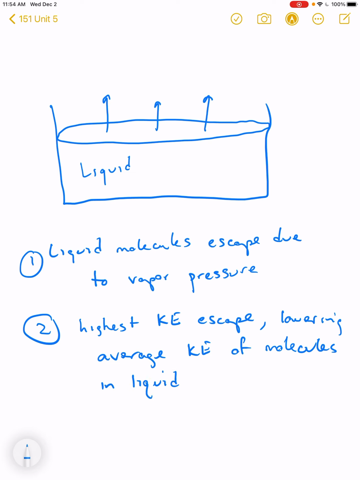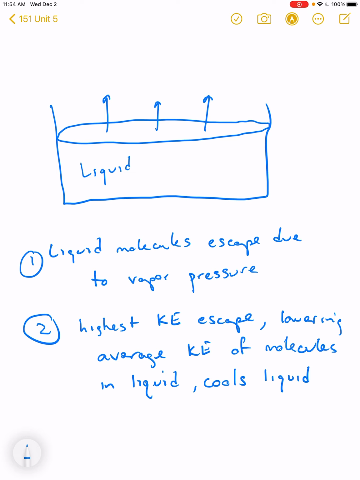You may remember from our study of gases that average kinetic energy is proportional to temperature. And so when the average kinetic energy is lowered, it is essentially cooled. This is why evaporation can cool a liquid.